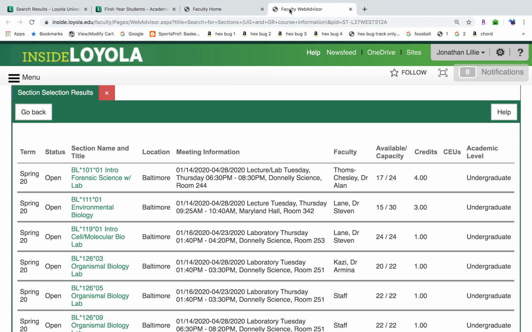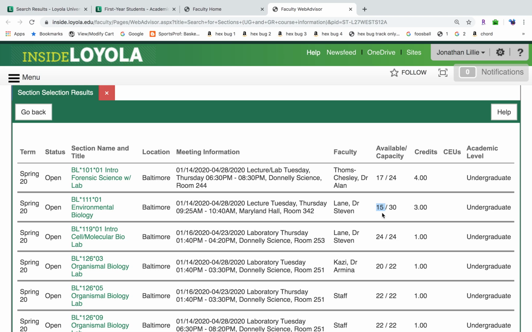The night before your registration slot, you should go back and look at the courses that you've queued up, and see how many seats there are left. So this is 17. Let's say this is the course. This is half full at this point. If this said available 1 or 2, and some other people have an earlier registration time than me, then I'm probably not going to get into it.